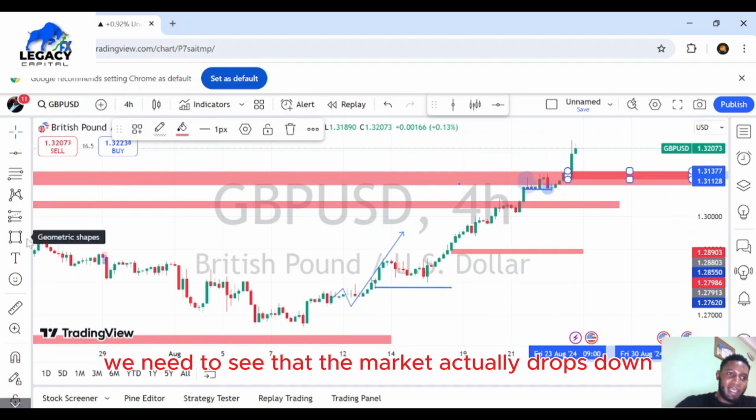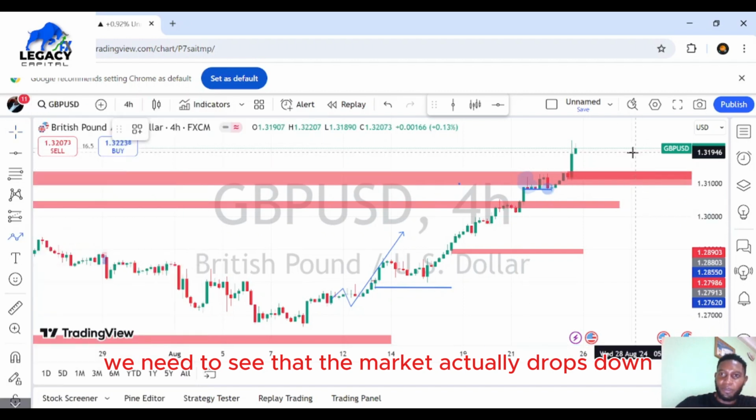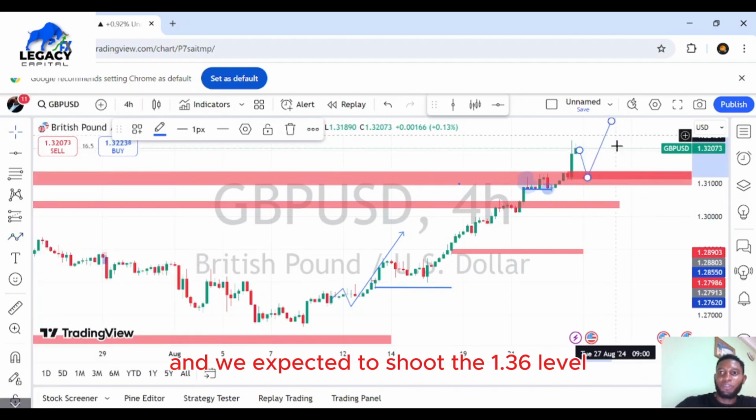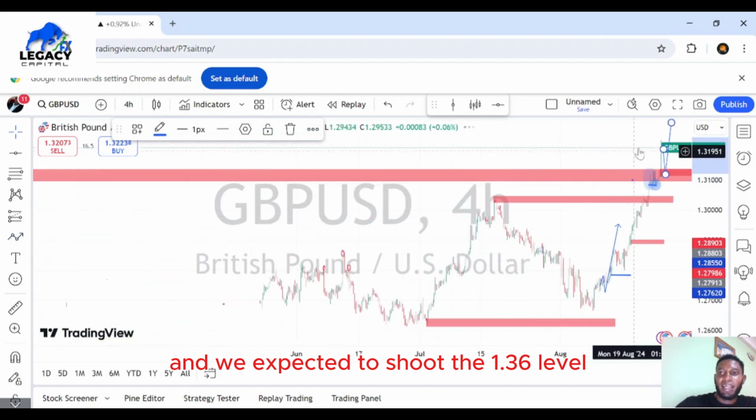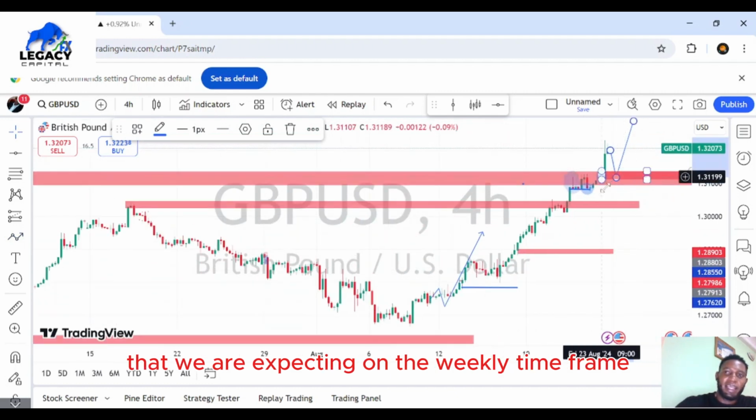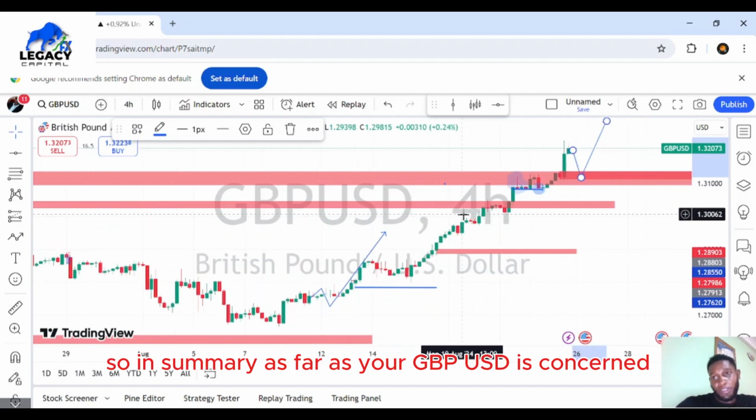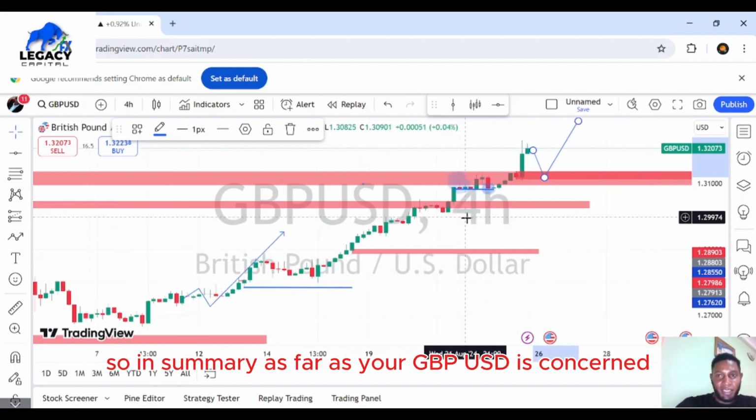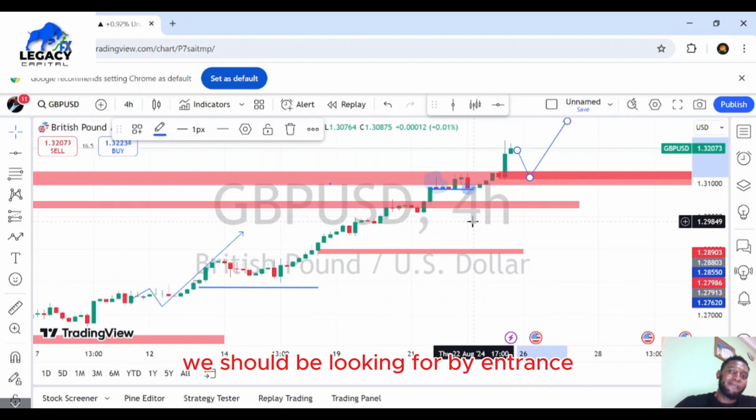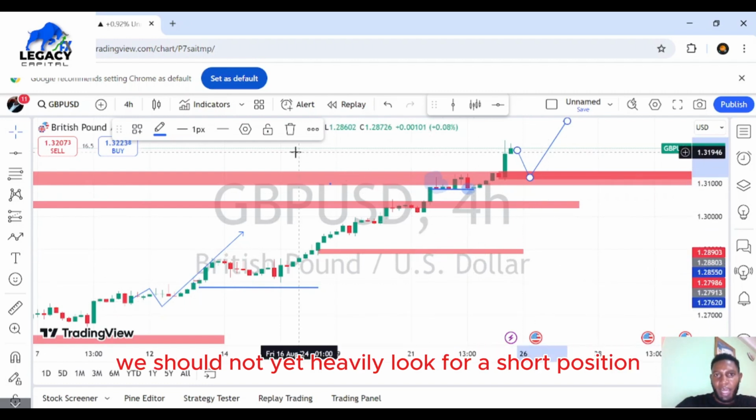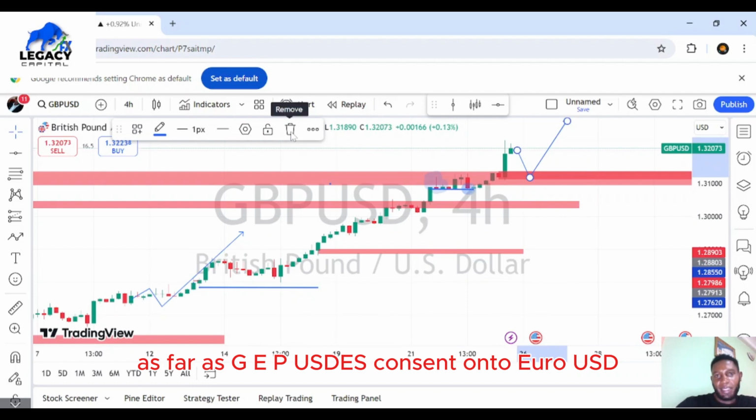So we need to see that the market actually drops down a bit to this zone to create an entry opportunity, and we expect it to shoot to the 1.36 level that we are expecting on the weekly time frame as far as GBP/USD is concerned. So in summary, as far as GBP/USD is concerned, we should be looking for buy entries. We should be going long next week. We should not yet hurriedly look for a short position.